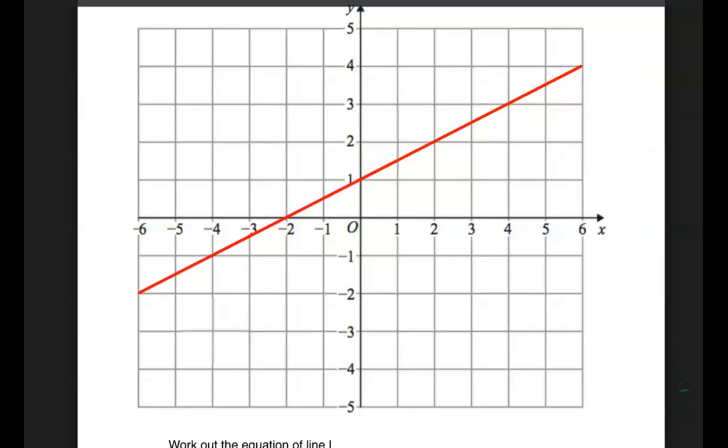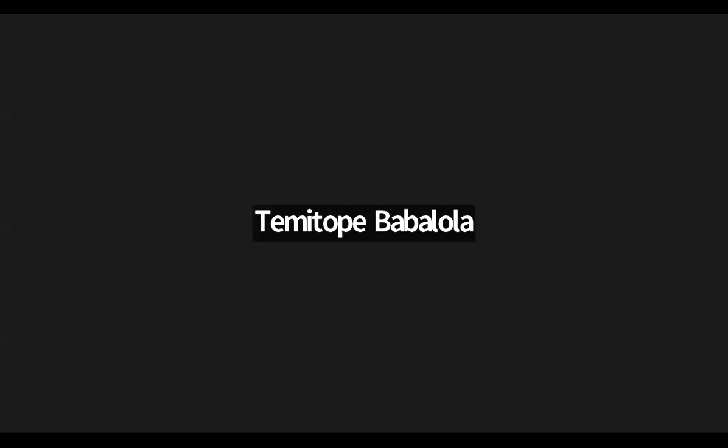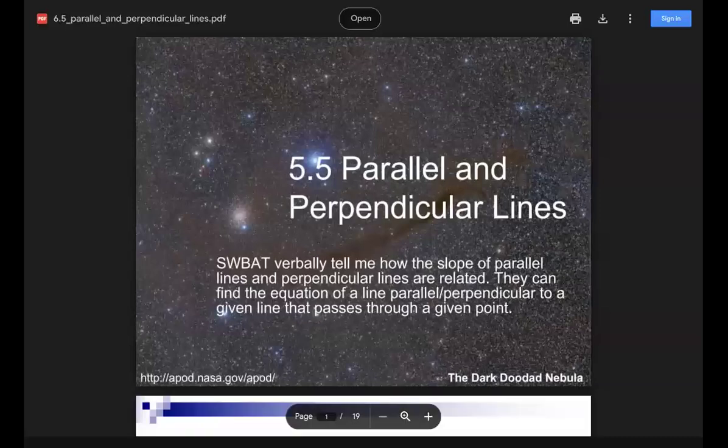So now let's move on to the next one. The next one is going to be parallel and perpendicular. That is the next one. So parallel and perpendicular lines.